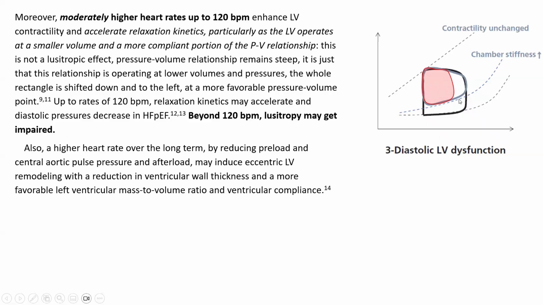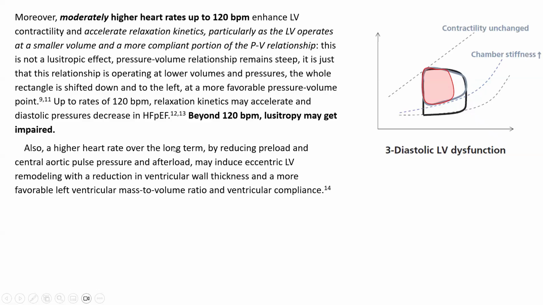That pressure volume relationship, the blue line, is still the same and it remains steep. It's just that when you reduce LV preload and volume, you're operating at a more compliant portion of that curve. The whole rectangle is shifted down and to the left at a more favorable pressure volume point. So up to rates of 120 beats per minute, relaxation kinetics may accelerate and diastolic pressures decrease in heart failure with preserved EF. Beyond 120 beats per minute, lusitropy may get impaired and cardiac output may decline.